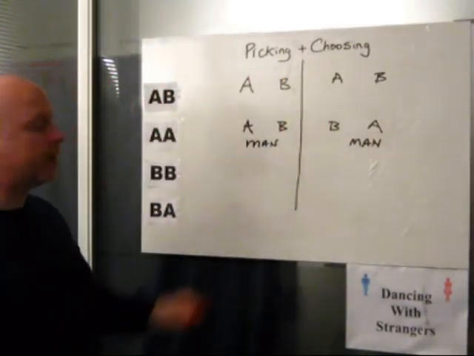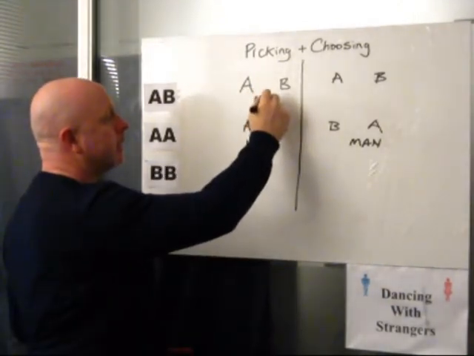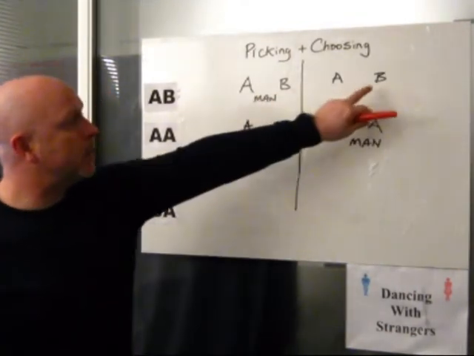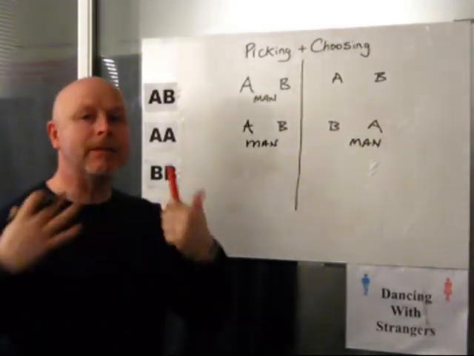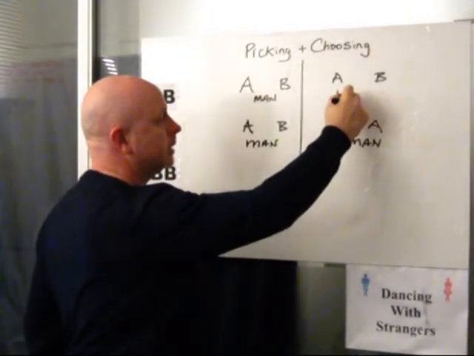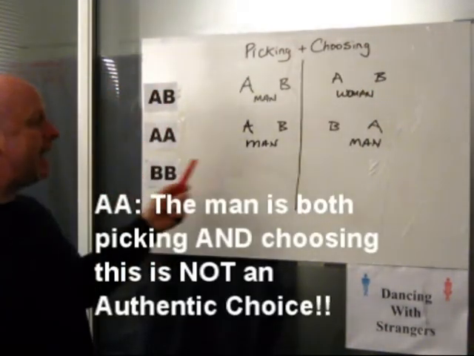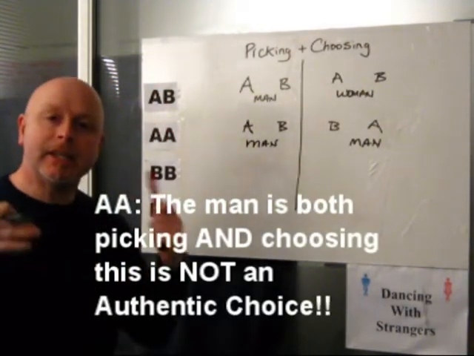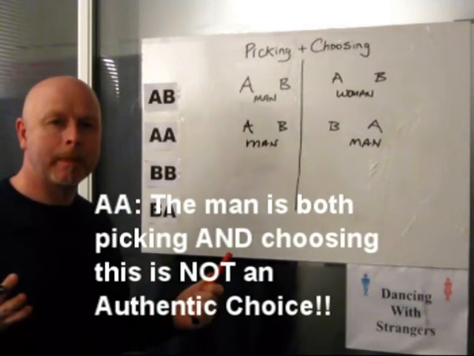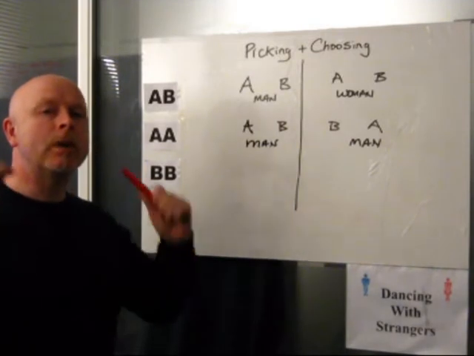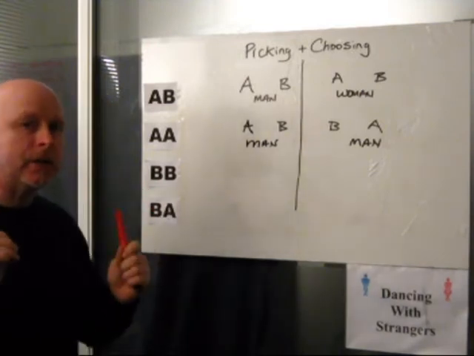In the first situation, AB, the man picked, but the woman was given the choice, because he asked her, "Do you want to dance?" and she was then given the choice to say yes or no. In AA dancing, the man is picking and he's choosing. How is that possible? We'll come to that later when we look at these dances in more detail. But let's look at them in terms of picking and choosing for now then.